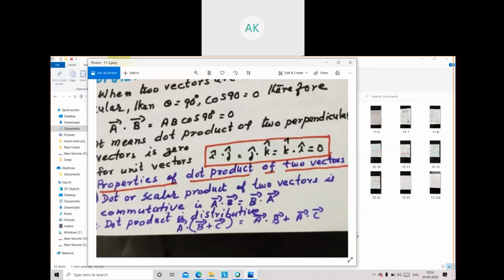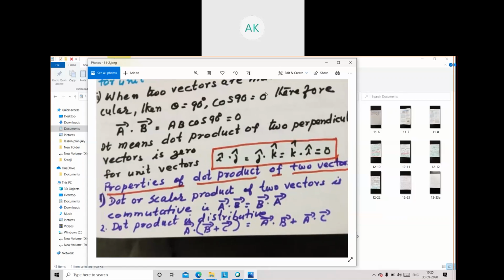Next, the dot product also obeys the distributive law. Vector A dot vector B plus vector C equals, first you have to multiply, A dot B plus A dot C. So that is another property of the dot product. First property, it obeys the commutative law, A dot B equals B dot A. Second property, it obeys the distributive law: vector A dot vector B plus vector C equals vector A dot B plus vector A dot C. Next property.